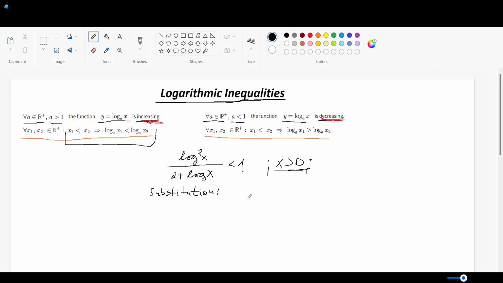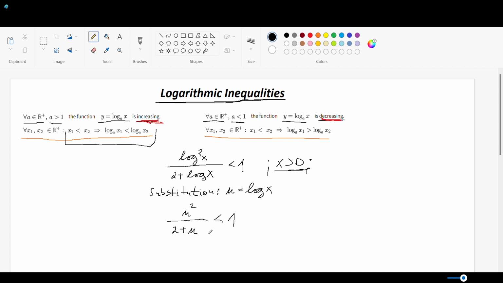Substitution. So for example, let's say u is equal to log x. Okay, so now our inequality will be u squared over 2 plus u is less than 1.